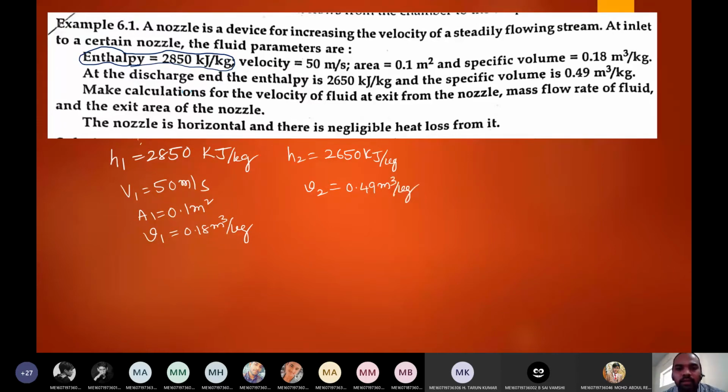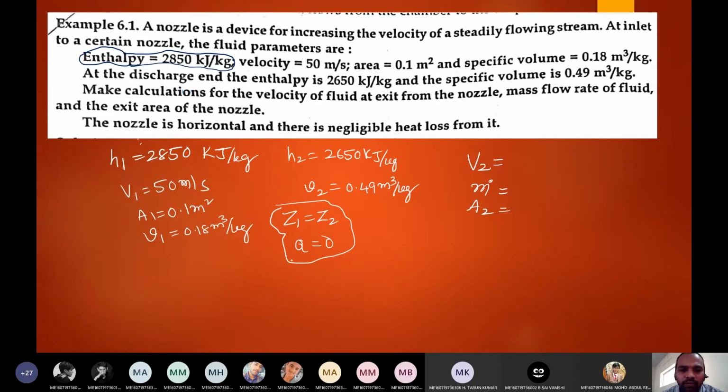Make calculation for the velocity of the fluid at the exit, that is V2 he is asking, and mass flow rate M dot and exit area A2. These three are required. Is the question clear? And given that the nozzle is horizontal, what is the meaning of nozzle is horizontal? Z1 is equal to Z2, because in the problem he mentioned nozzle is horizontal, and there is negligible heat loss from it. So heat loss negligible means Q is equal to 0. These two are the conditions given.